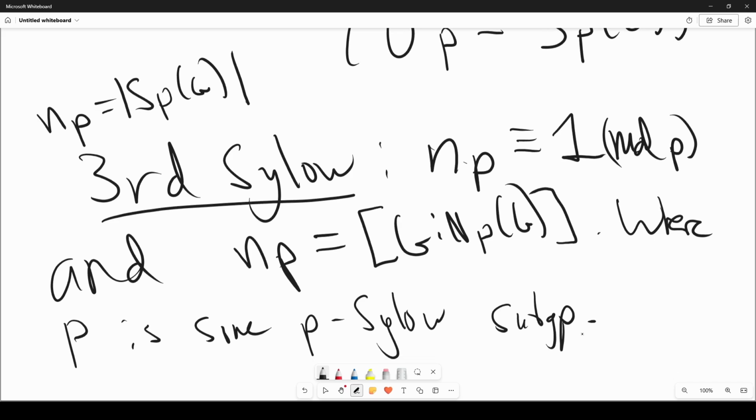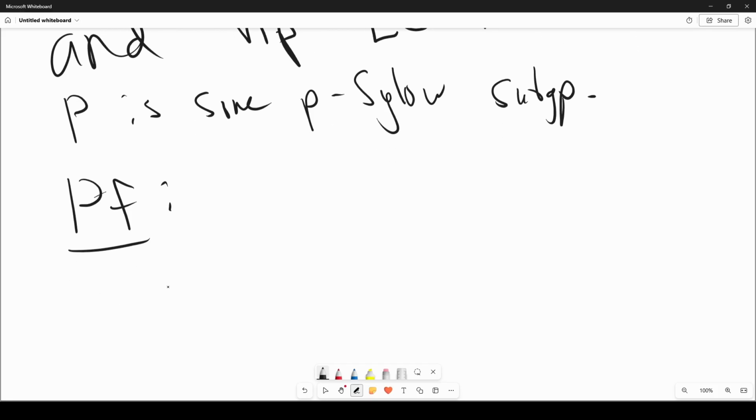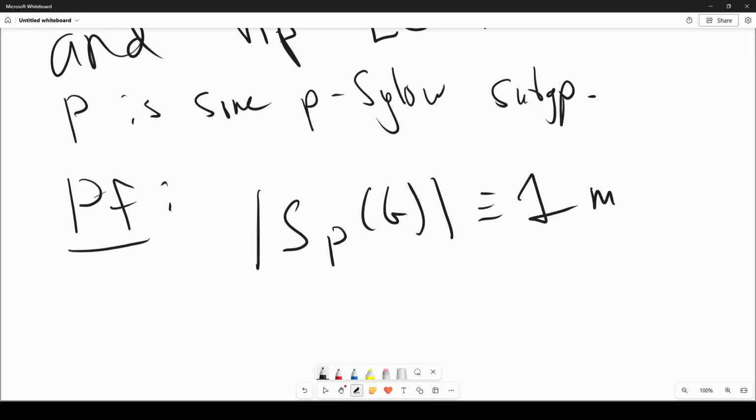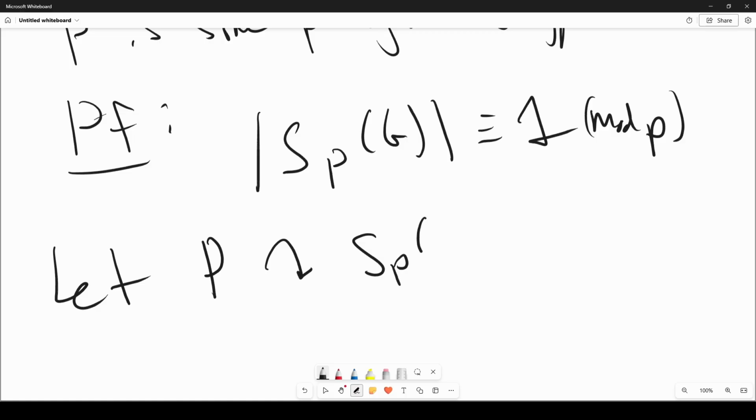Okay, let's try to prove this. So we're first going to prove that n_p is equivalent to 1 mod p. Hopefully just the way that looks, which is the size of S_p(G) is equivalent to 1 mod p, the way this statement looks should remind you of the p-group fixed point theorem. So that's exactly what we're going to try to use. So let's let our p-group P act on the set S_p(G). And the way it's going to act on it, as you might expect, is g dot S is going to be gSg inverse.